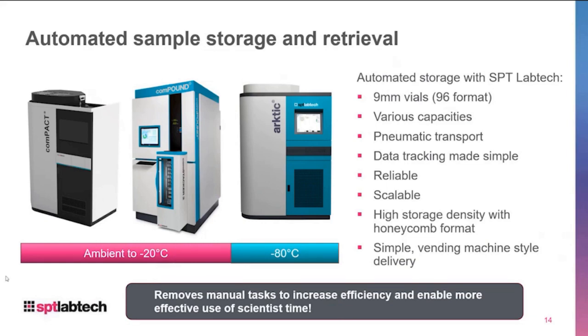Talking about automated storage here for a moment, there are many options out there. SPT Labtech offers three fairly unique solutions in that we have the Compact, which is new, Compound from the ambient to -20 temperature ranges, and Arctic for ultra low temperature freezing at -80. A brief note on the storage here is that all vials that go into these stores are 9mm 96 format vials. They have various capacities ranging from roughly 50,000 vials all the way to 200,000 vial capacities, depending on the product.